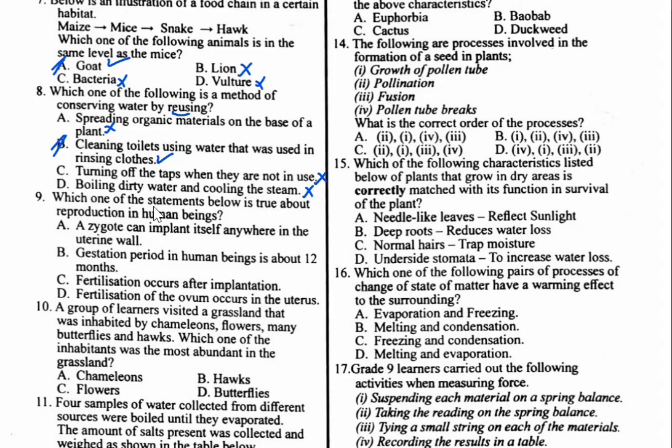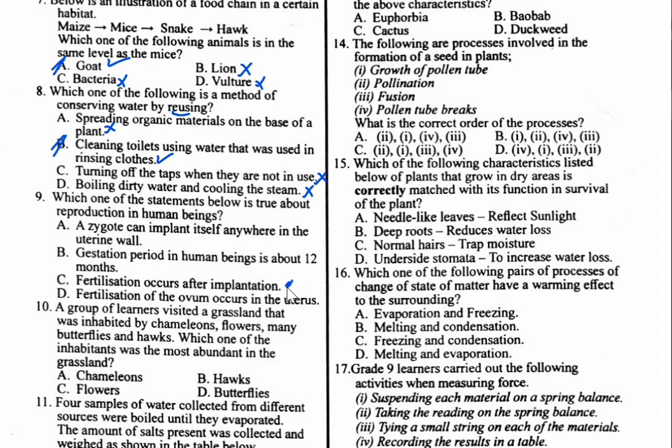Question number 9. Which one of the statements below is true about reproduction in human beings? Part A, a zygote can implant itself anywhere in the uterine wall. B, the gestation period in human beings is about 12 months. C, fertilization occurs after implantation. D, fertilization of the ovum occurs in the uterus. Which one is true?